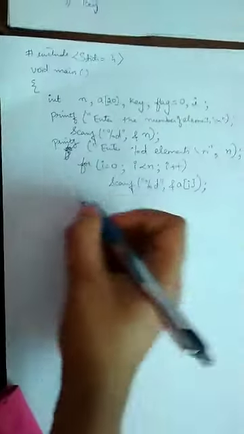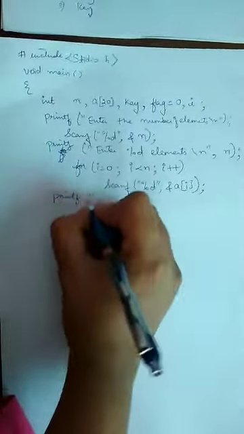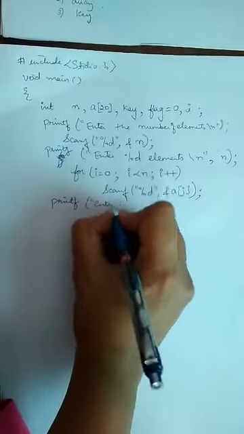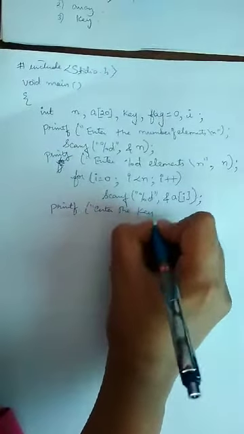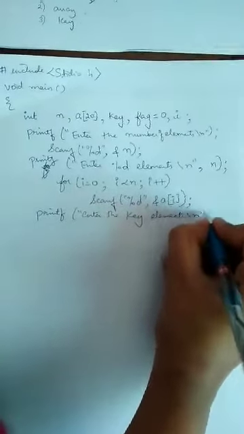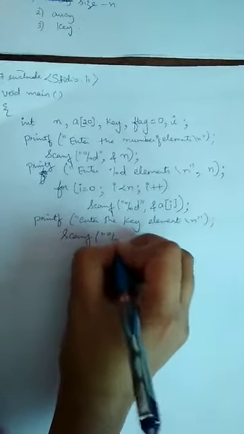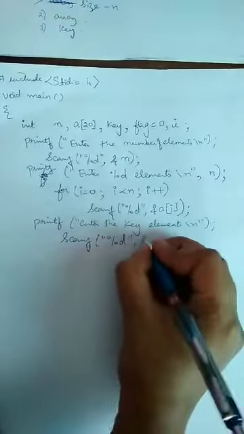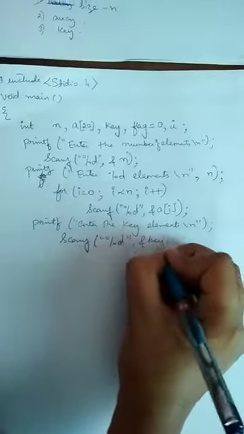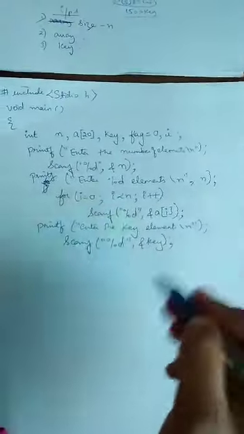What is the next thing we have to do? We have to read the key element to be searched. Printf enter the key element. Then scanf %d ampersand key. Now we have got the size, the array and the key element.